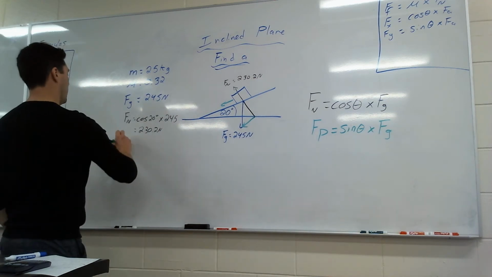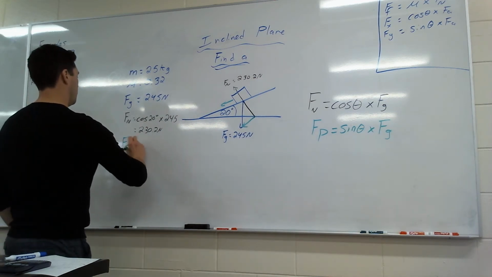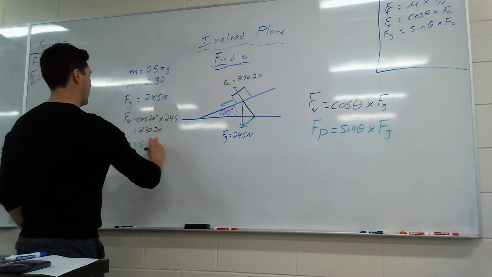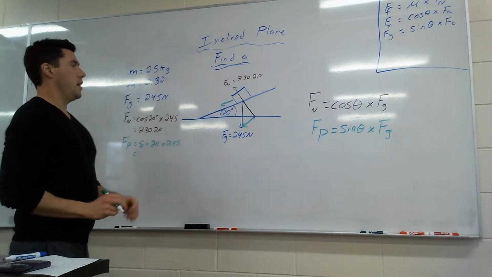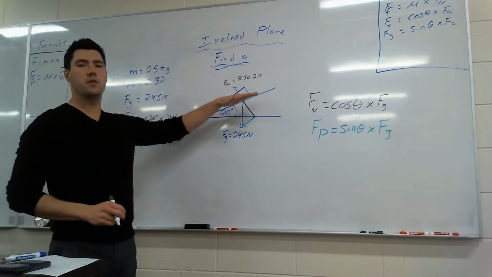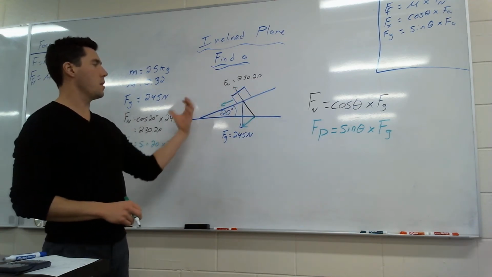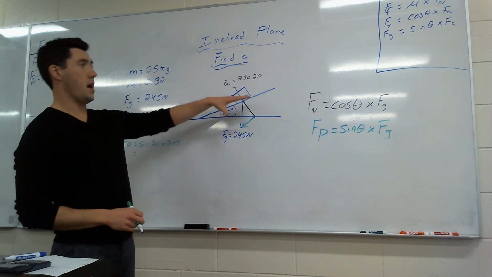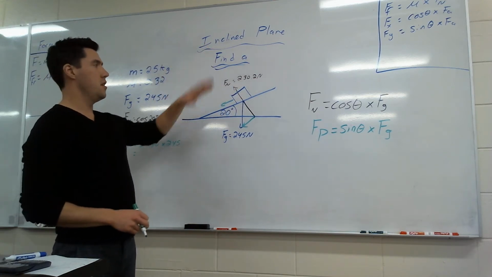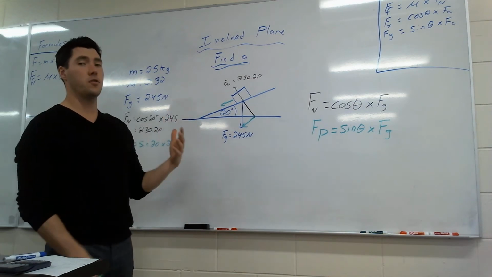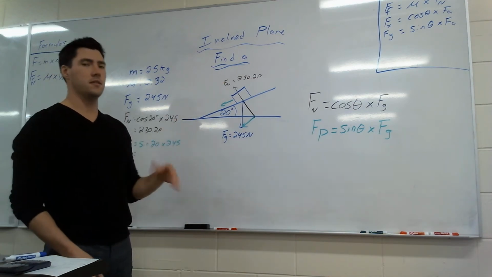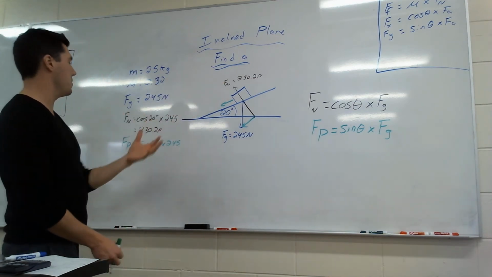So force parallel is going to be sine of 20 times 245. And you can kind of see again, we have only 20 degrees, so our parallel is going to be quite a bit smaller than our force normal. If you get higher and higher, like at 80 degrees, your force parallel will be bigger than your force normal. At 45 degrees, these two things will be exactly the same. But for now, our force parallel is going to be quite a bit smaller.